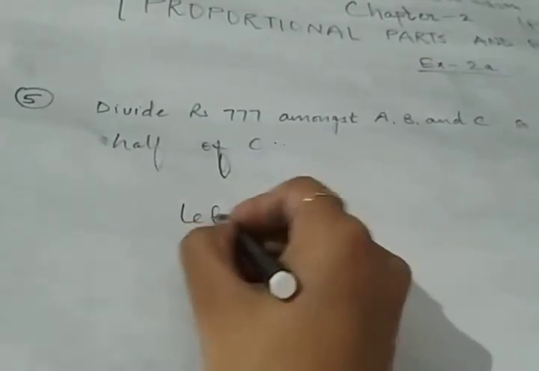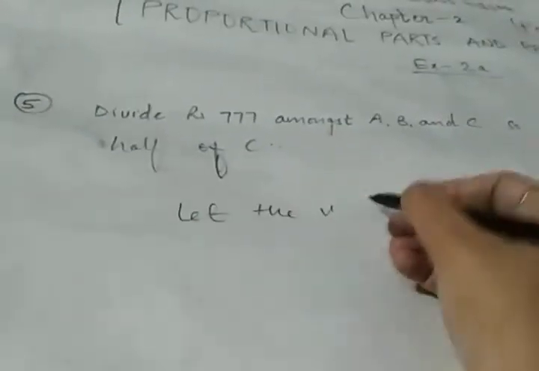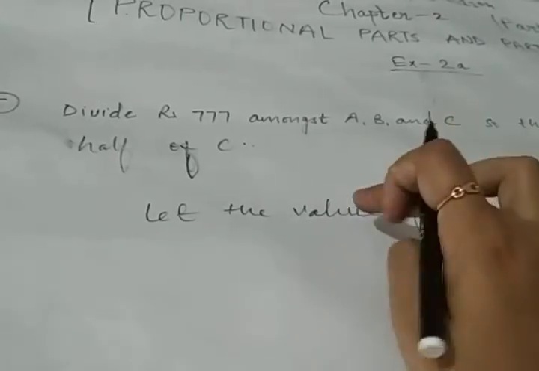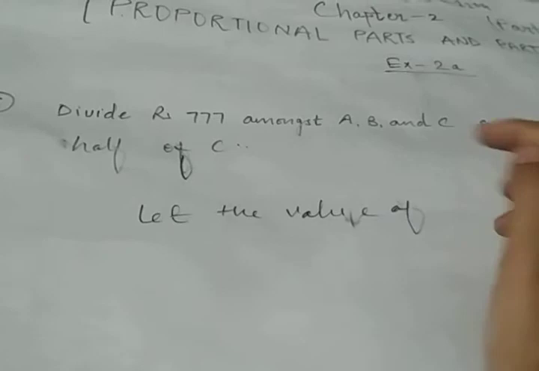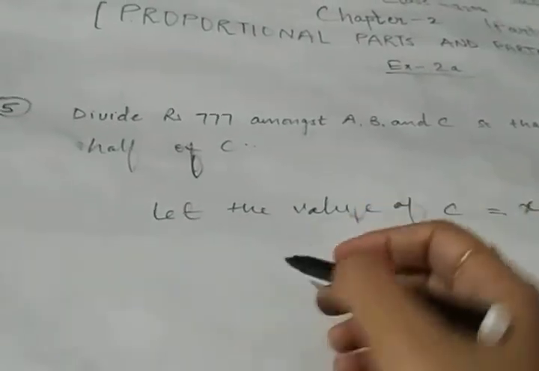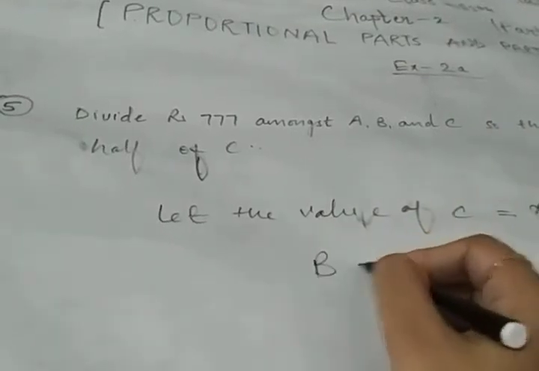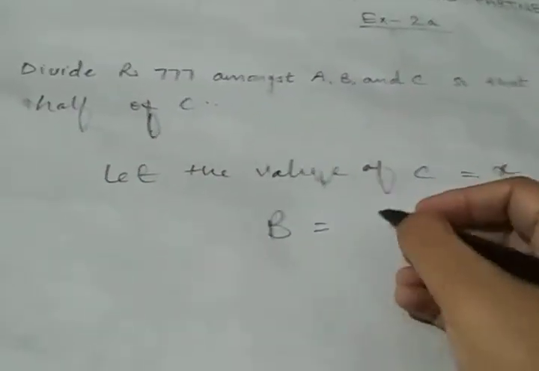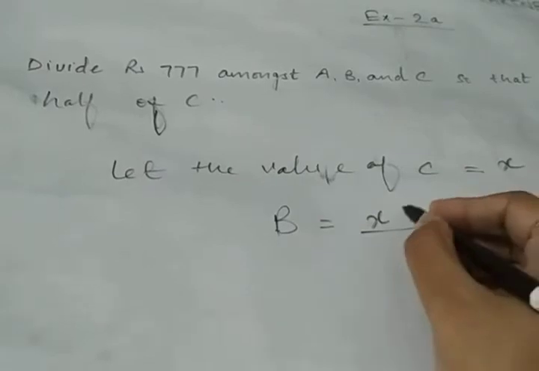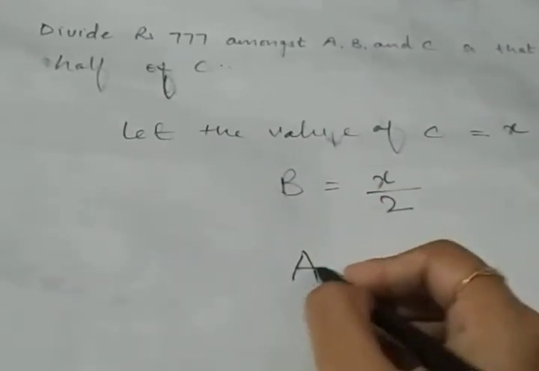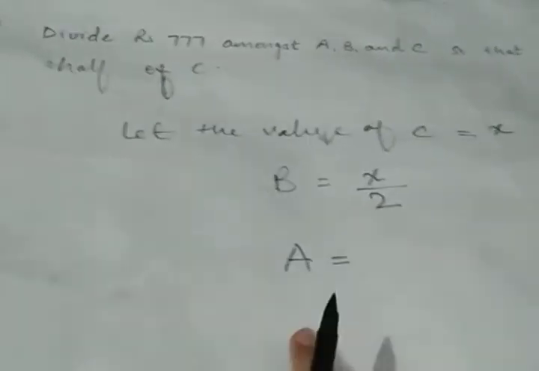Let the value of C be equal to X, and B gets half of C. Half of C, that is, C is X, so half of C is X upon 2.